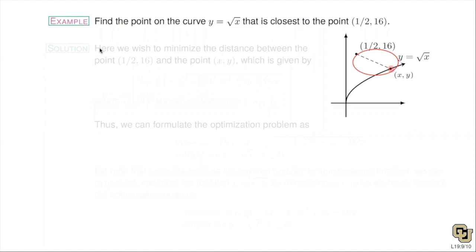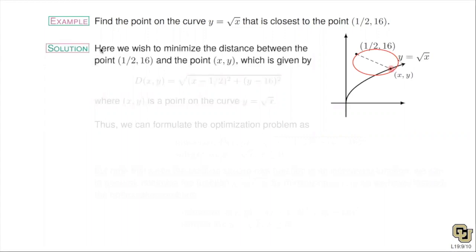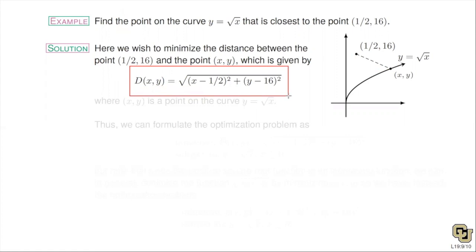So here, let's formulate the optimization problem. The distance formula, I don't know if you remember the distance formula, but you take the difference of the x coordinates and square it, add it to the difference of the y coordinates squared, and take the positive square root. It's basically the Pythagorean theorem, and we're calculating the length of the hypotenuse, because there's a right triangle right here. So this is the function we want to minimize.